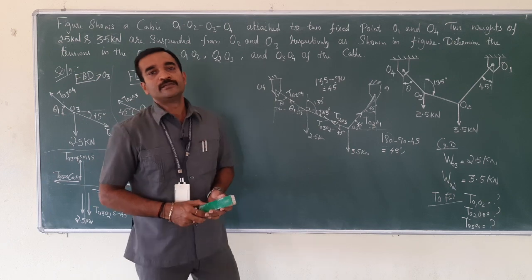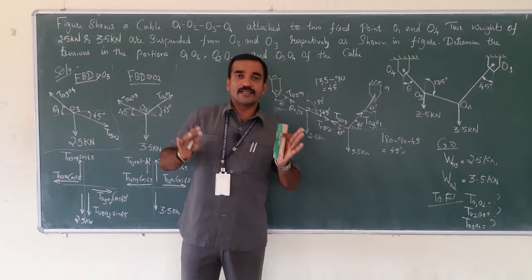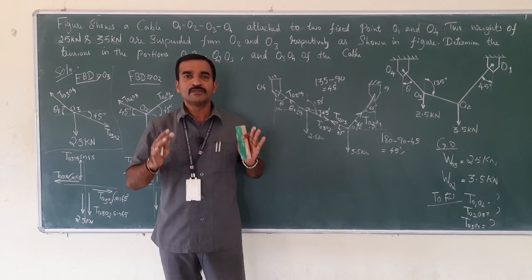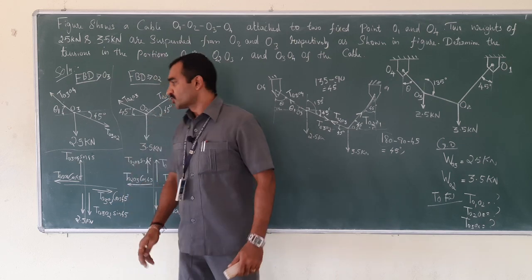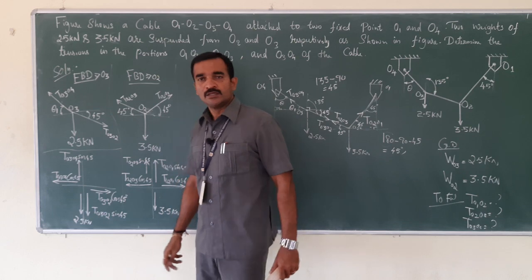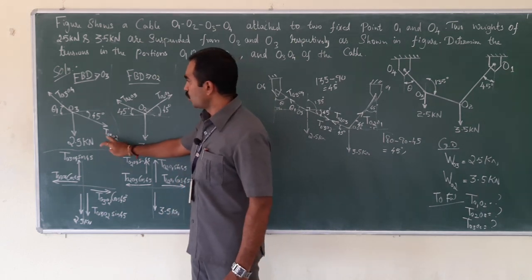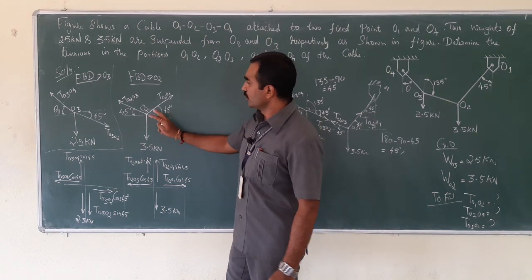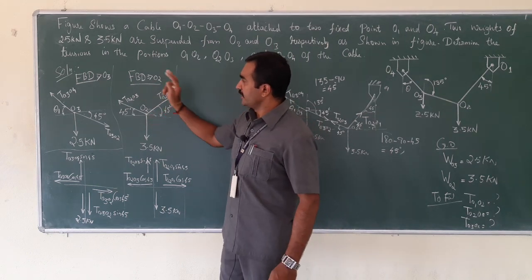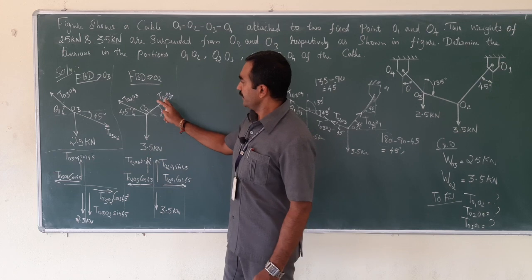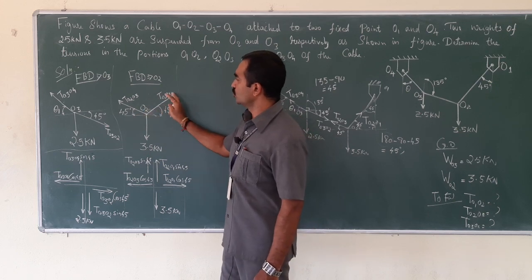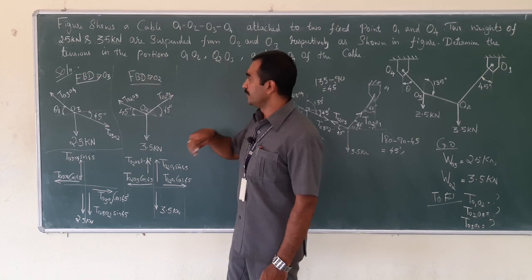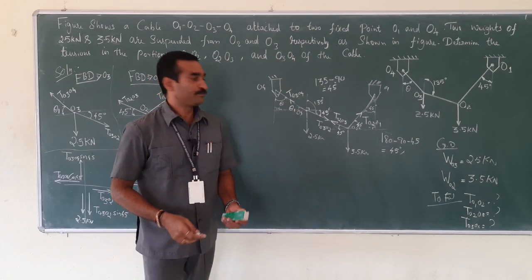So how to proceed? Where the unknown forces are minimum, from there you will have to start. So compare these two FBDs. Look at here, the unknowns are 1, 2 and 3: 2 forces and 1 angle. When you consider the FBD of O2, that is 2 unknown forces, T O2 O1 and T O2 O3. So we have to consider the FBD of O2 to proceed further.